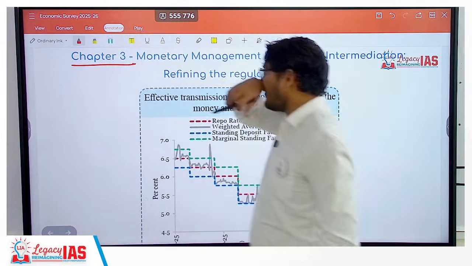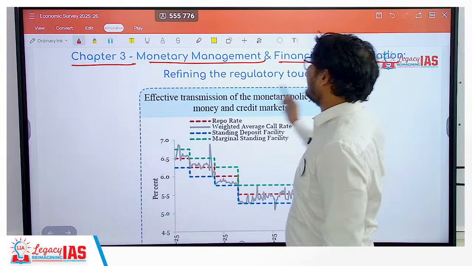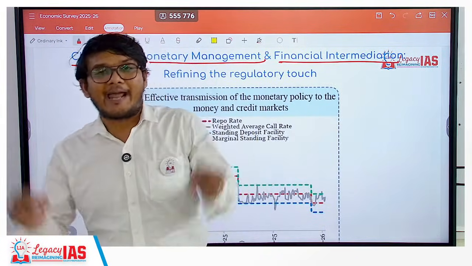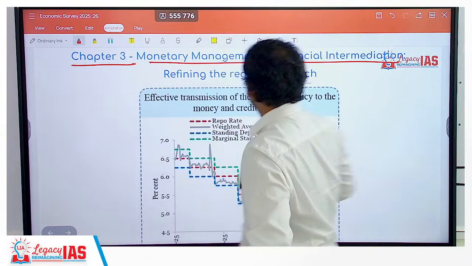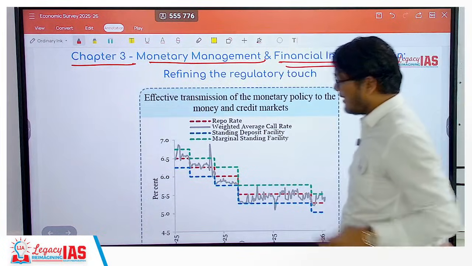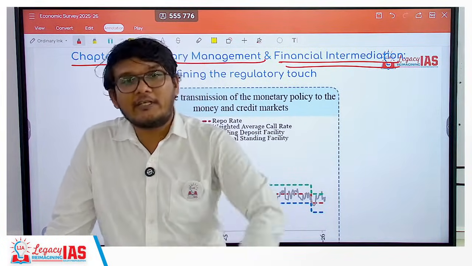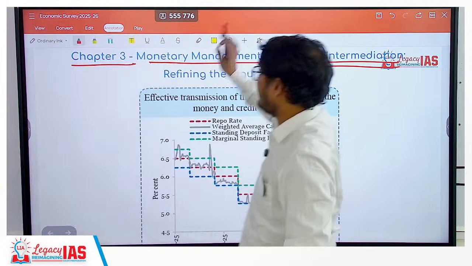Chapter 3 talks about monetary management and financial intermediation. Monetary management means managing the supply of money in the market, in the economy. And financial intermediation: which are the financial intermediaries? Your banks, your financial institutions. So this chapter deals with it.